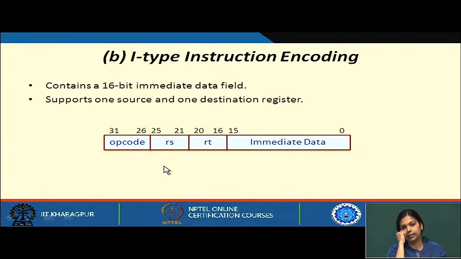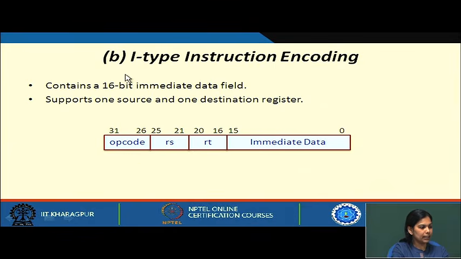Next, let us move on to the next type of instruction, which is I type instruction. It contains a 16-bit immediate data value. Suppose this total 16 bits is immediate data, and you have a source register and a destination register. This is all you have, and you have a single opcode.